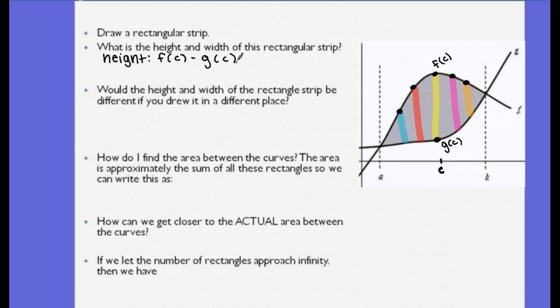The width of the rectangle, we always just call width what? Yes, it's the width of the pen, but in calc we always refer to width as what?